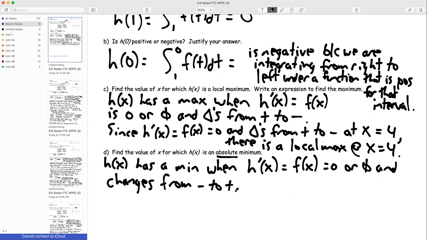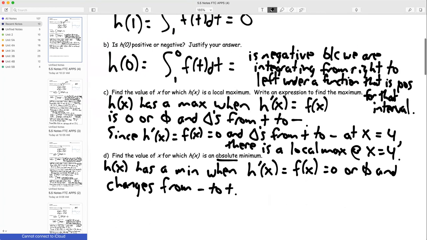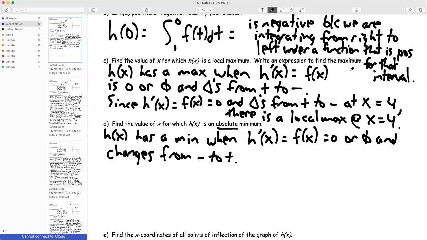So if you look at the graph, it is equal to 0 at 1, and it's equal to 0 at 4. At 1, it does not change signs. At 4, we already said it was a max. So there are no interior points that meet this criteria. So I said there are no interior points that meet this condition.